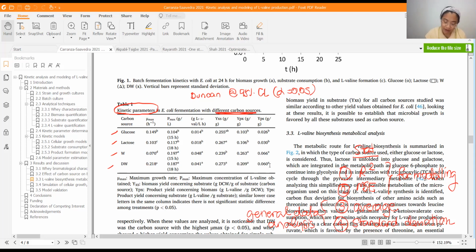So the number 5 in your stat test, you can say it's the Duncan test, or you can also use t-test in this case, to see a difference in mean values. Okay.